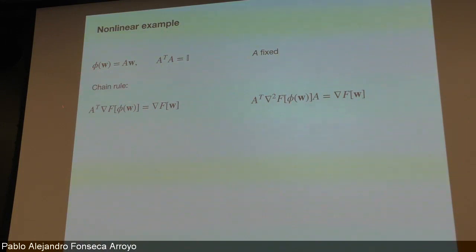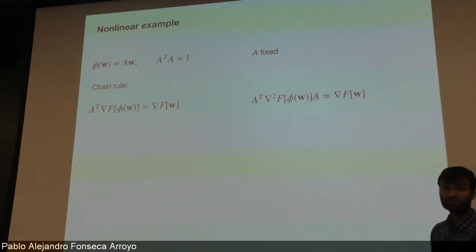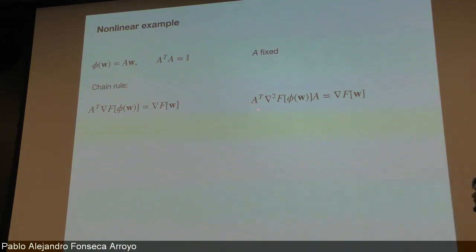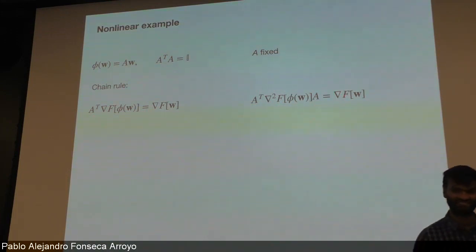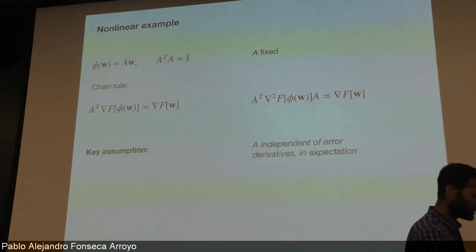Just by the chain rule, I get these identities. Well, I guess these are clear. Basically, A transpose times the new gradient equals the old gradient, and A transpose times the new Hessian times A is the old one. That should be a Hessian, sorry. There should be a 2 there. So that's just the chain rule.